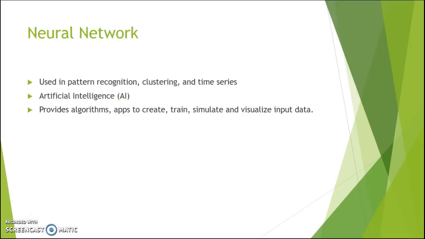Hey, this is Francisco, and I'll continue based off of what Tu is saying. Now I'll talk about neural networks. They're used in pattern recognition, clustering, and time series. Like we said earlier, it is basically artificial intelligence, and the neural network provides algorithms and apps to create, train, simulate, and visualize input data.